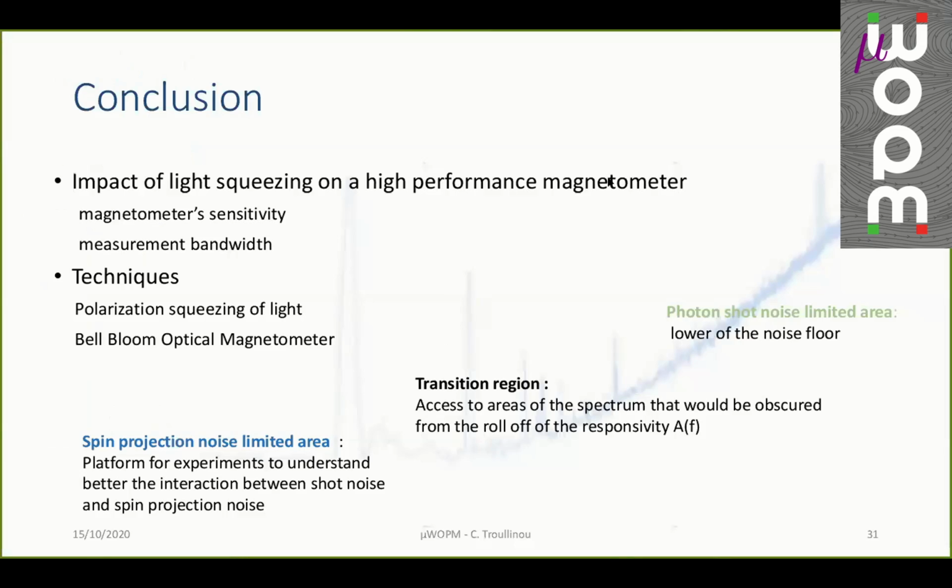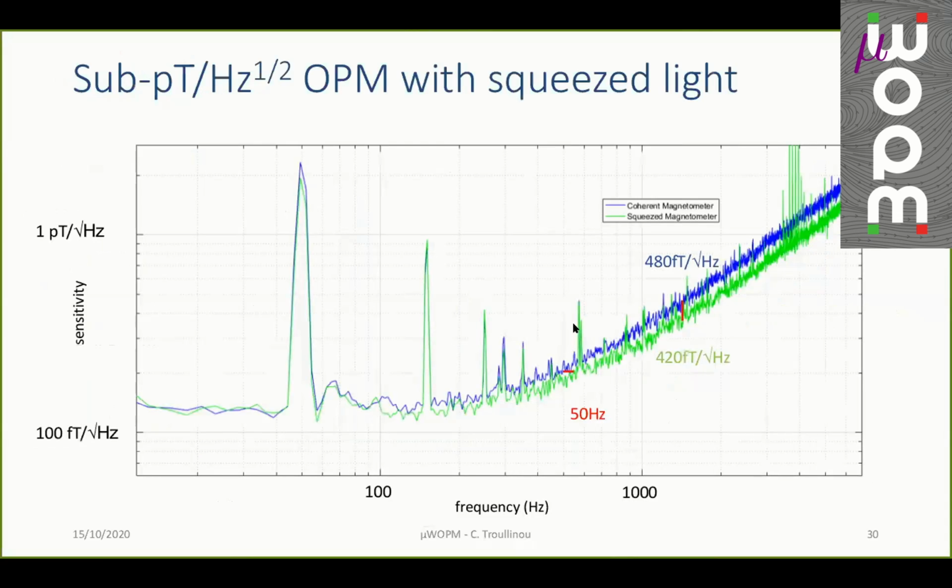First of all, Kaspar, thanks for the nice talk. It seems like the improvements in sensitivity and bandwidth are around 10%, even with quite a lot of squeezing, 3 dB. How can you get bigger improvements?